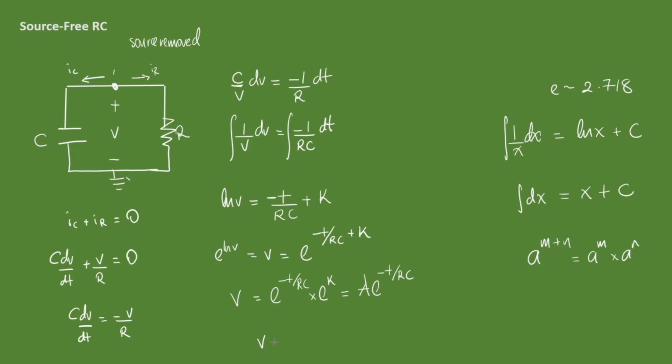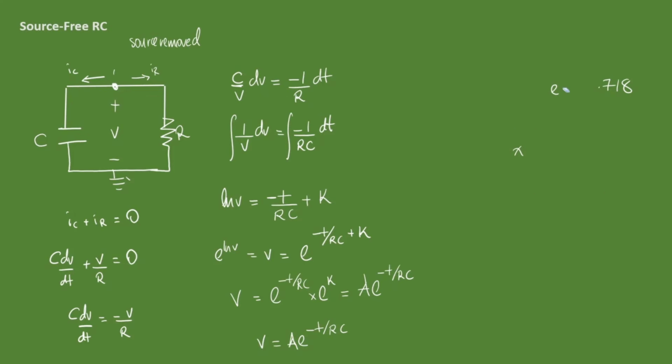Alright, so we're almost through. What we have to do now is isolate A in our equation. We can't leave A there. It doesn't mean anything. So what are we going to do if we're looking for A? Remember, V is voltage as a function of time. That's going to equal A E to the minus T over RC.